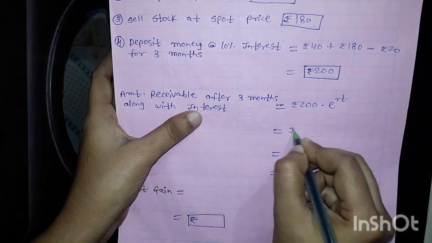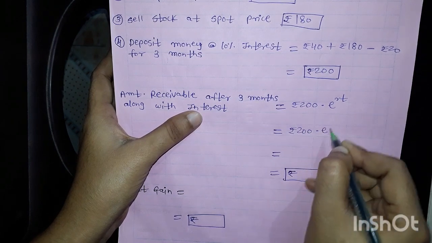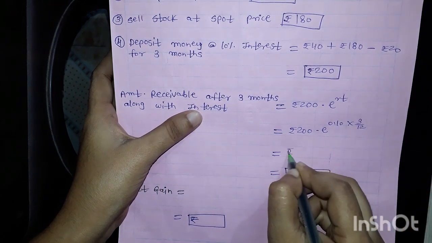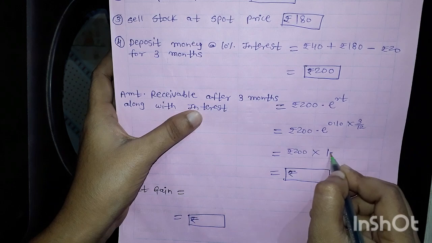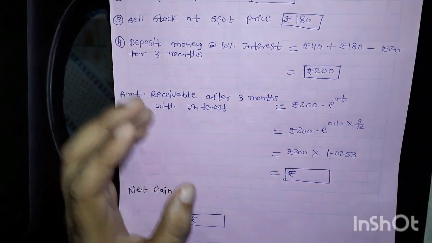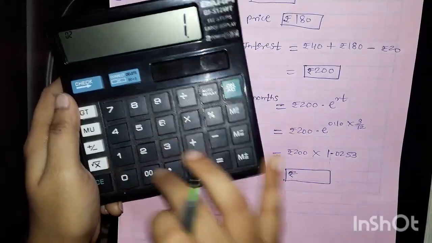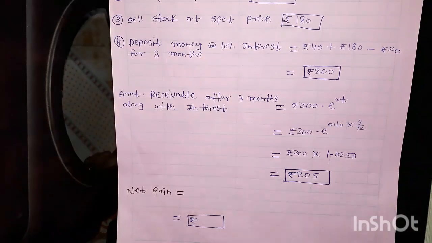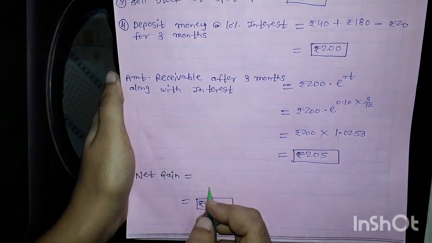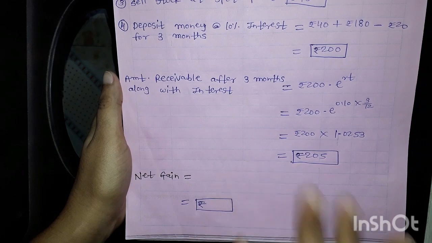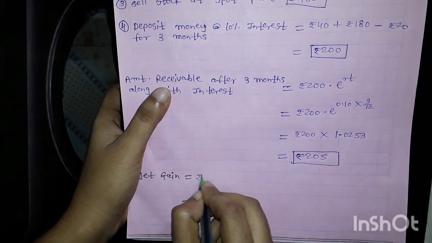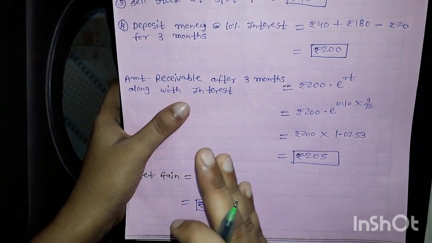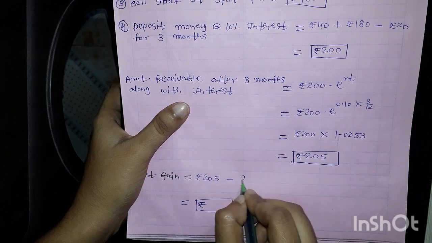Here we will calculate the money receivable after 3 months. The rate R is 0.10, times 3 by 12, so 200 multiplied by 1.025 is 205. Now we are going to calculate the net gain. After 3 months I will receive rupees 205, and I will exercise my call option at the exercise price. The exercise price is 200, so 200 here.